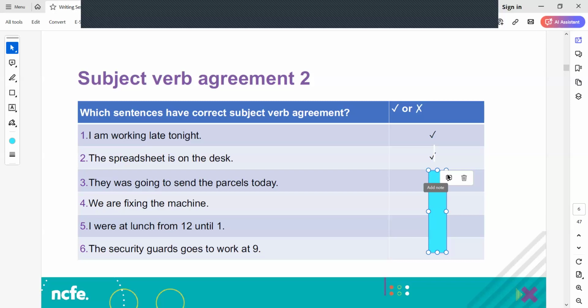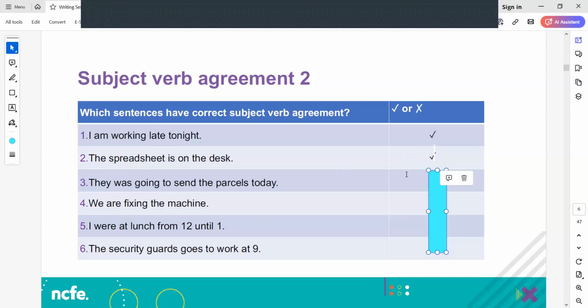They were, they was going to send the parcels today. Is that wrong grammar? It is wrong. So what's wrong? Was. What should it be? They were. Good. So if it were, was, yeah.